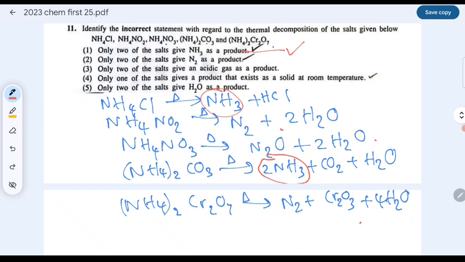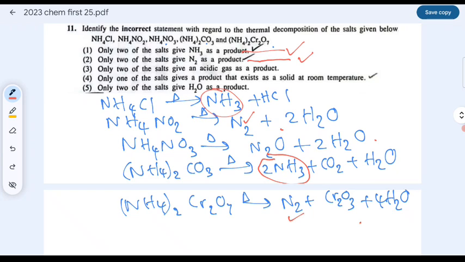Only 2 of the salts give N2 as a product. Let's see that. Ammonium nitrite gives N2, right? Then ammonium nitrate does not give it. Again we can see nitrogen as a product in ammonium dichromate thermal decomposition. So only 2 of the salts give N2 as a product. That is correct.